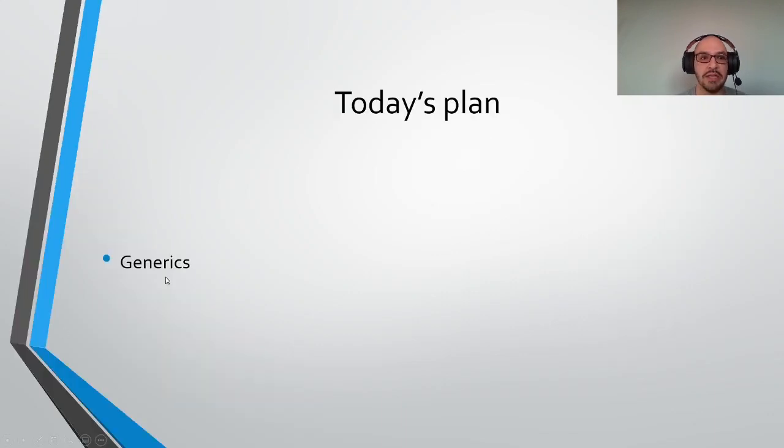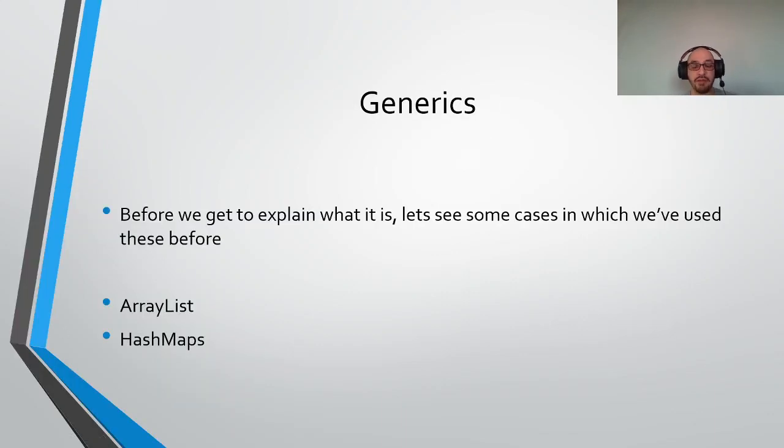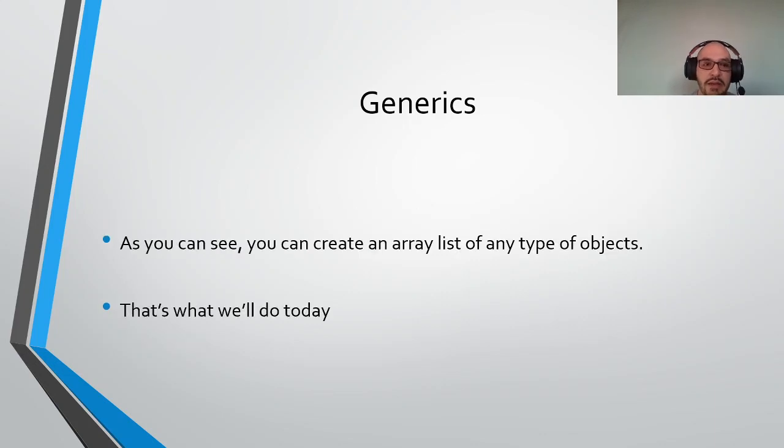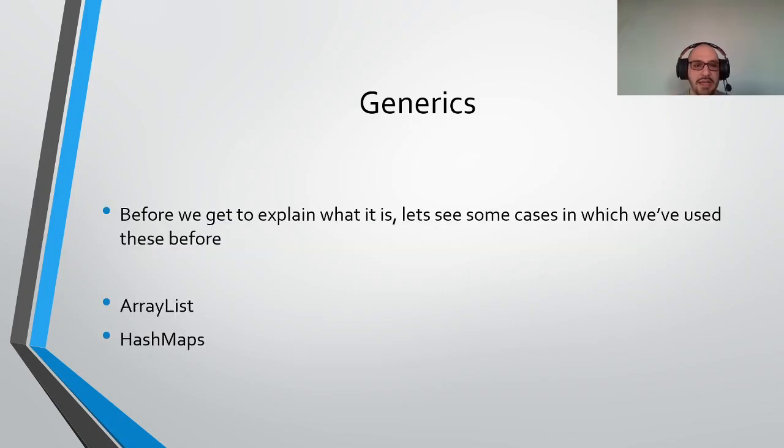So a generic type. Before we explain what a generic type is, let's think about some of the cases in which we've been using generics before without noticing. We've done it before using array lists and hash maps. Let's see if we can remember that. Every time you create a new array list, you need to define what sort of elements you're going to hold in that array list. And the same thing happens with the hash maps. You need to define what is going to be the type of your key and what is going to be the type of your values.